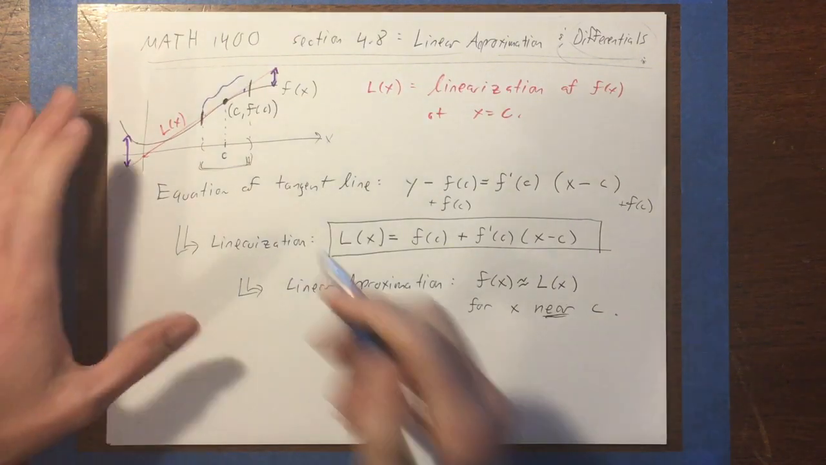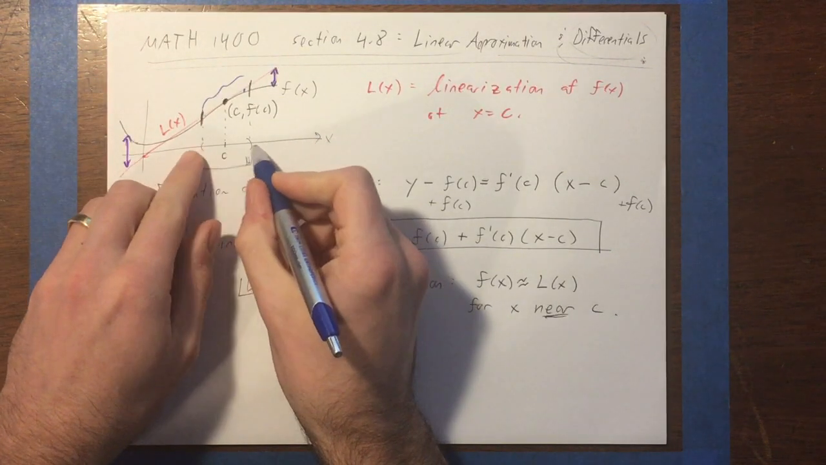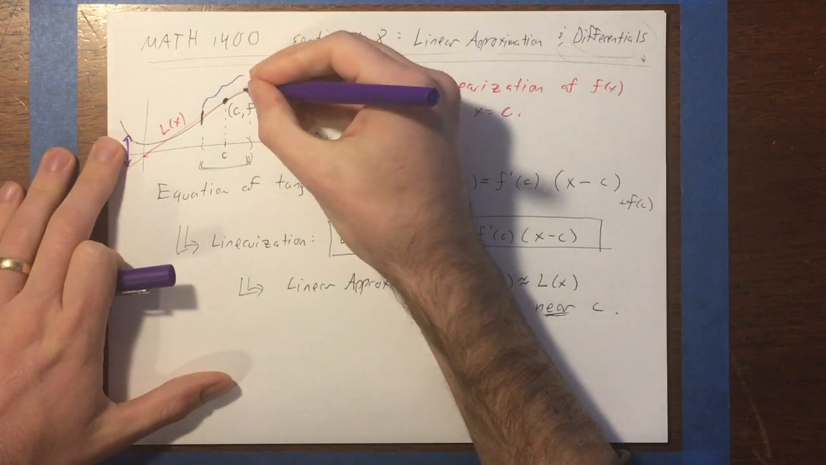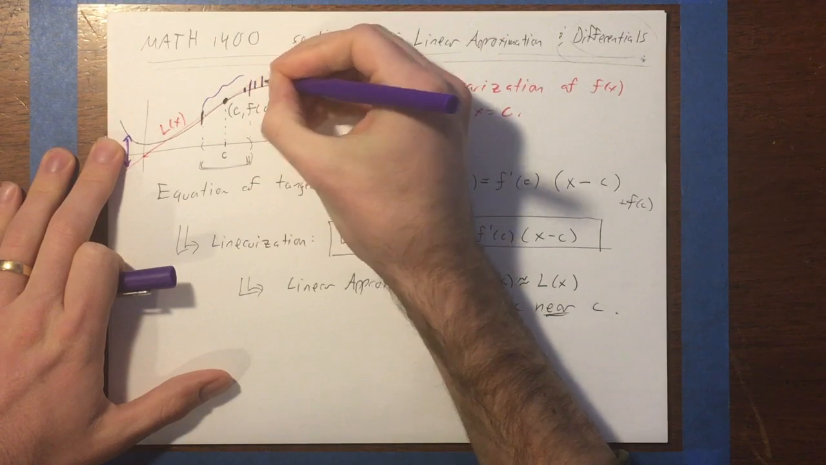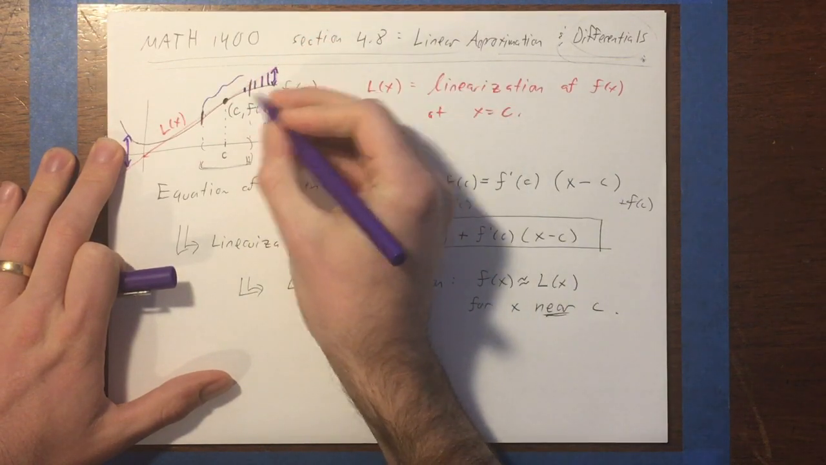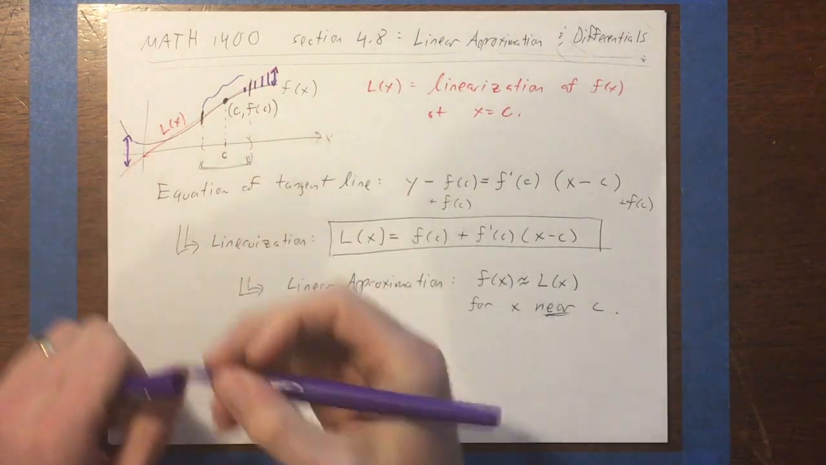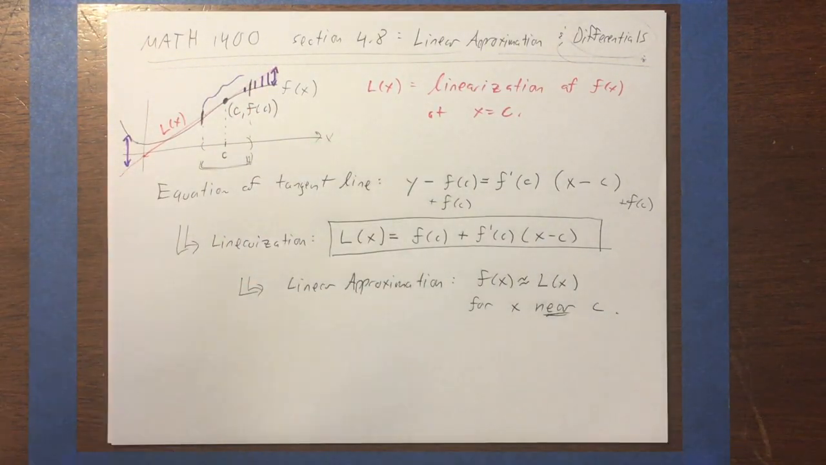So that would be like saying how far out can we go if we want to keep this purple distance, this purple distance between the two functions, small enough to within a reasonable error, okay? So that's the idea. In the next video, I'm going to go over an example.